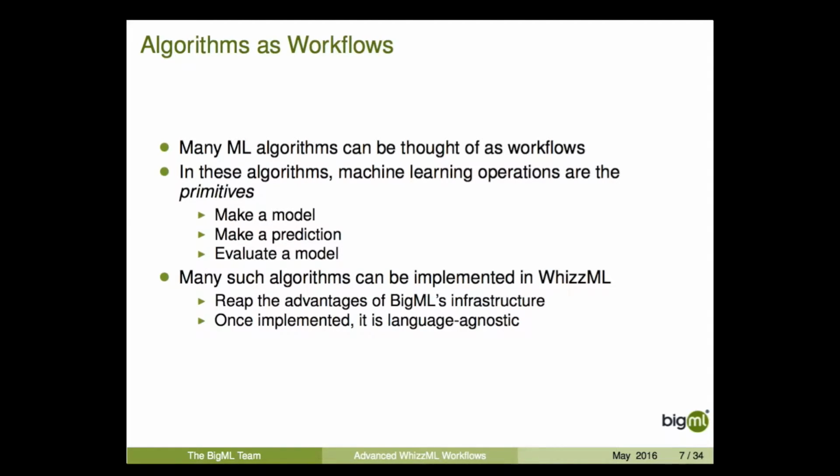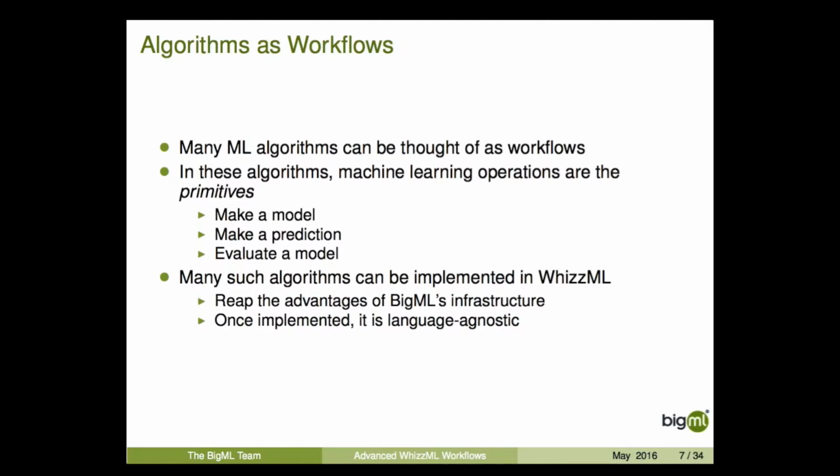These are basic machine learning operations that compose the algorithm itself. And evaluation, obviously, is another thing that can be thought of as a single atomic step in a lot of these machine learning meta algorithms that we're going to talk about. So if you have an algorithm like that, like ensembles, for example, you could implement that algorithm in WhizzML.